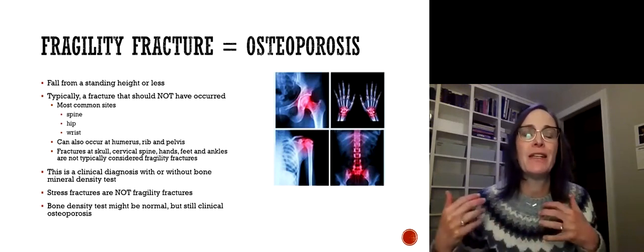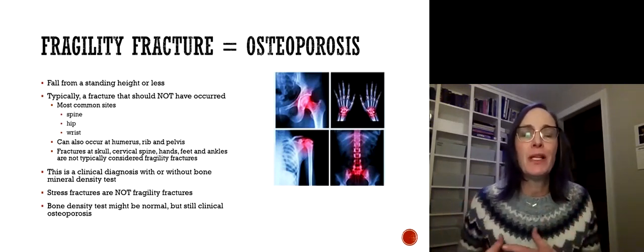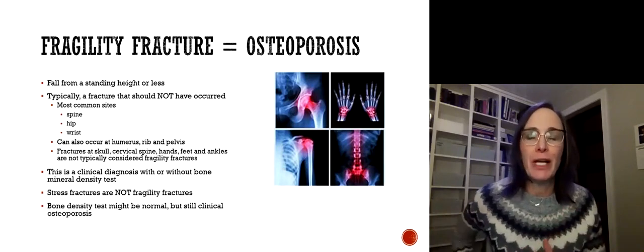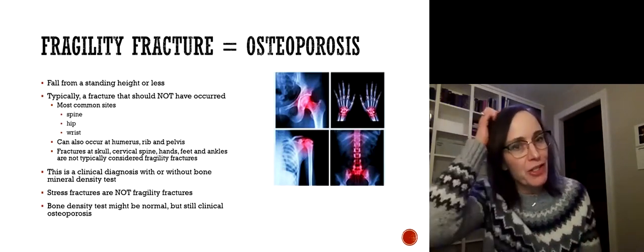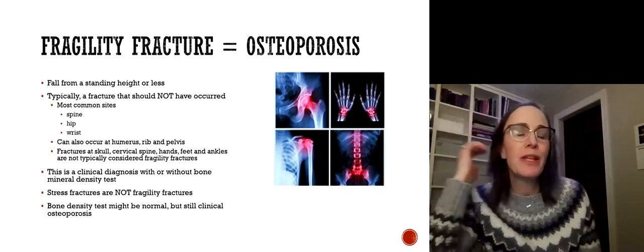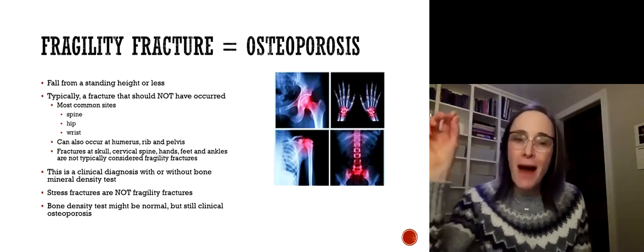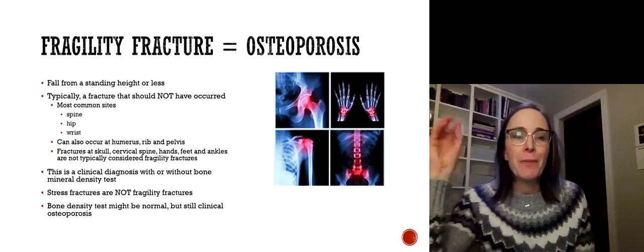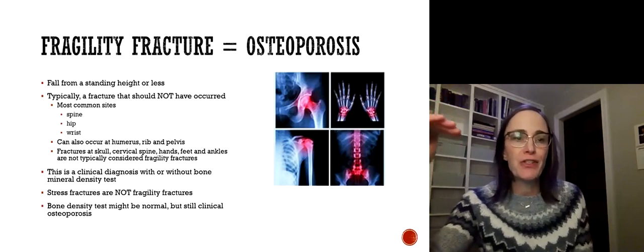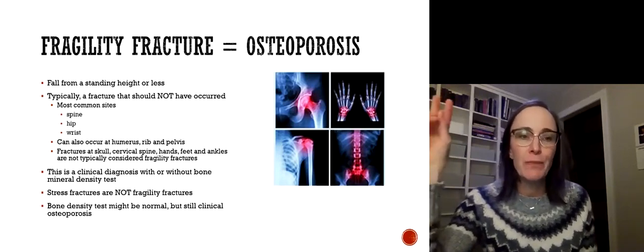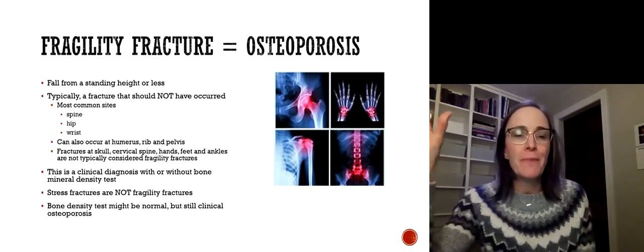And if you have a patient that is falling over and they break a hip, that's considered a fragility fracture. Typically, you can think about this as a fracture that should not have occurred. The most common sites for a fragility fracture are your spine, your hip, and your wrist. Now, it can also occur at your humerus, your rib, your pelvis.